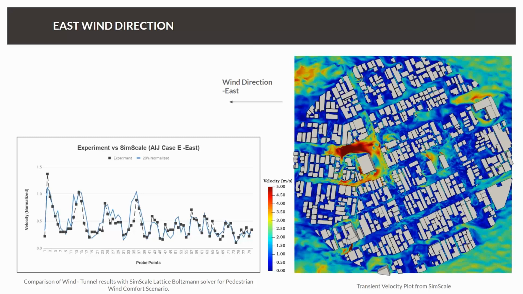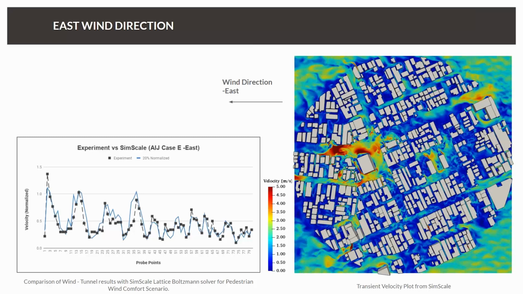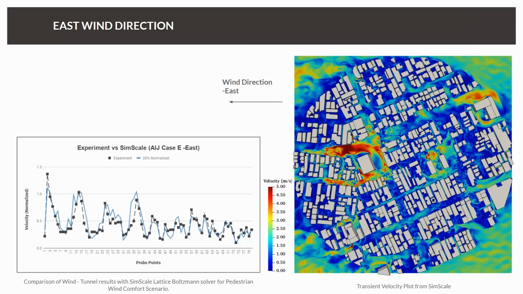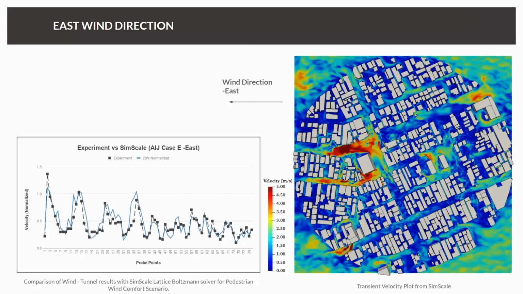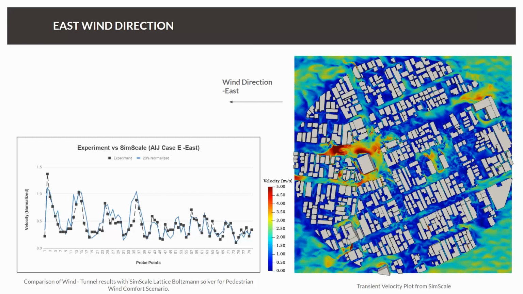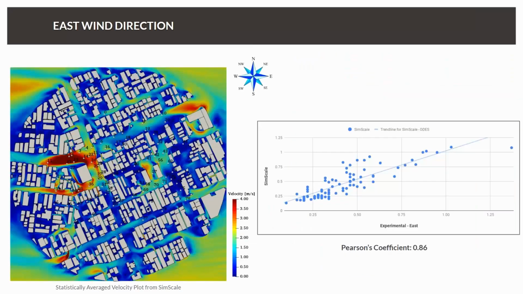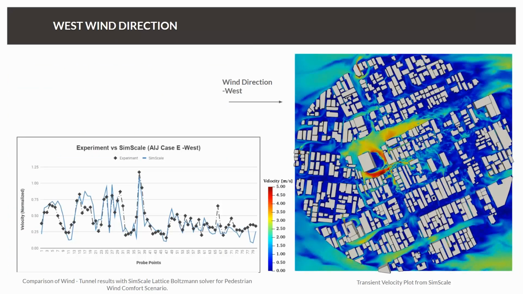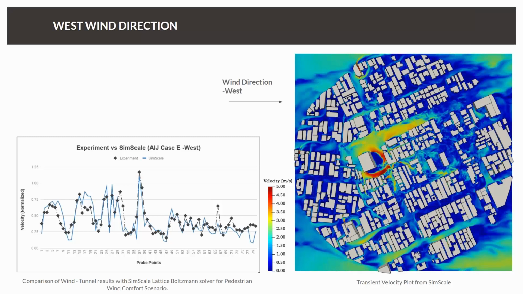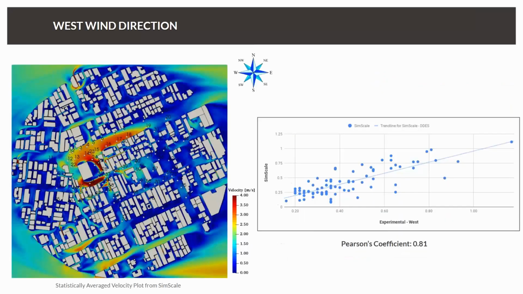Now I'm sure you won't disagree that even in the smaller range between probe points 75 and 79, where there are only small fluctuations, we get a very good resemblance there in the CFD results. And again, a very good linear relation, a Pearson's coefficient of 0.86 this time, so very accurate. And then for the west, once again, very similar, with a Pearson's coefficient of 0.81.